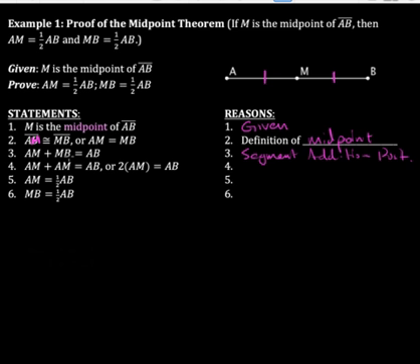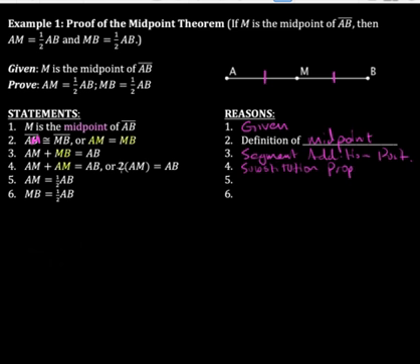So we think, well, what would allow this MB to turn into an AM? Well, it's the fact that right here we said that those two things are equal, that AM equals MB, right? So if I have an MB right here, I can turn it into an AM right there. And when we turn one thing into another because the two things are equal, that is the substitution property. Substitution property. Very good.